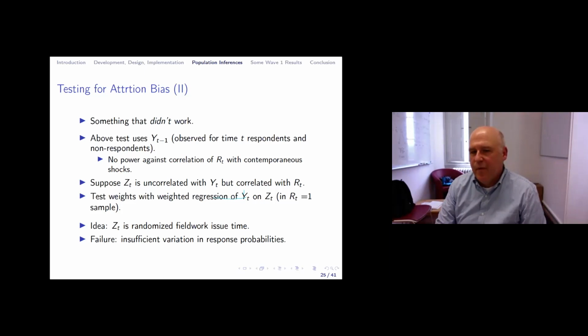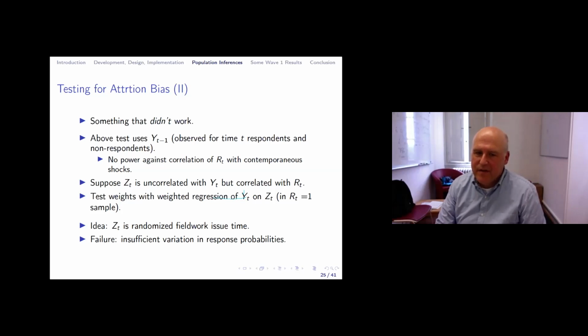But then if we weight, under the assumption that the weight is correct, and just as with the previous test, we should be able to estimate the population slope consistently. And so testing whether the coefficient on ZT is 0 in the response sample is a test of the weights. So this is what we tried to do.